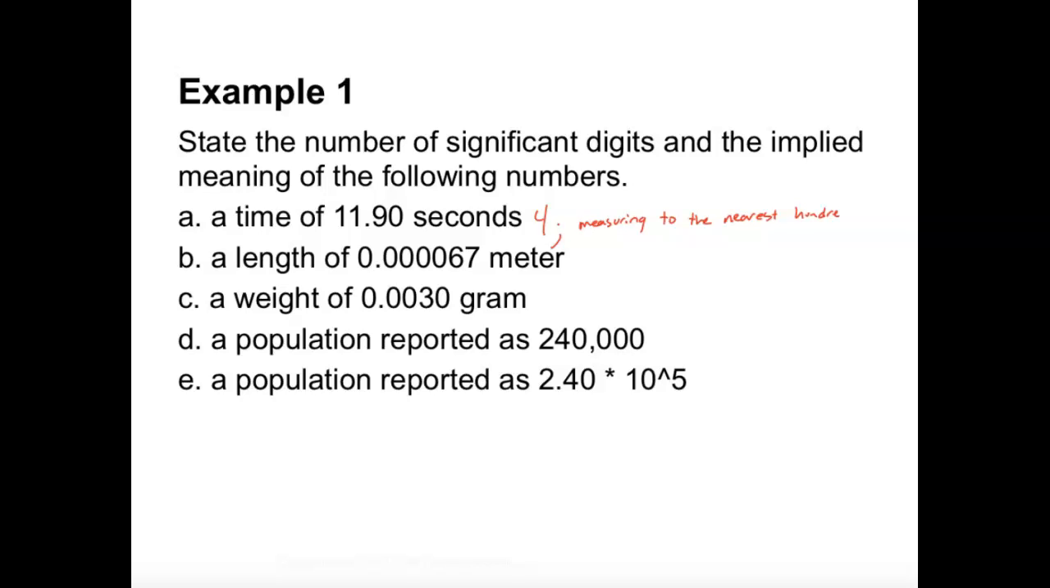All right. What about B, a length of 0.000067 meter? Good, I agree. Two significant digits. In that case, even though there's only two, we're still measuring to the nearest, what is that? Tenths, hundredths, thousandths, 10,000ths, 100,000ths, millionths?